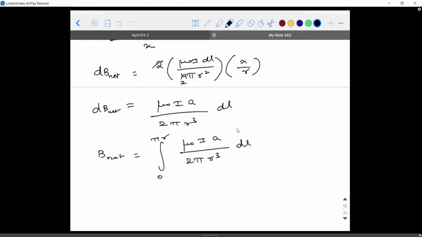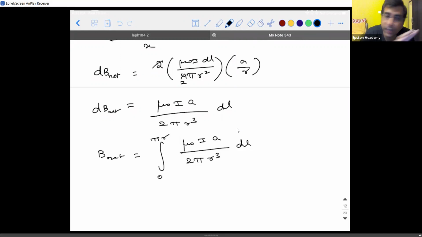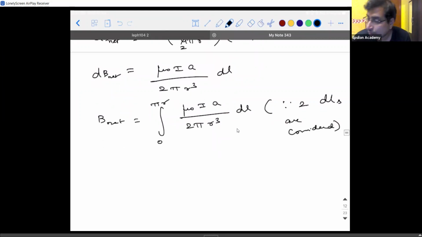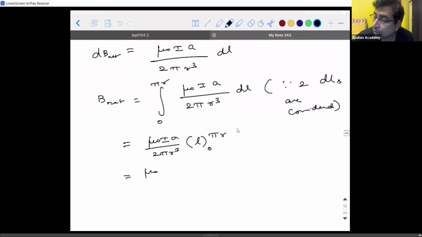Is traveling. So 0 to pi r, because this is again a common mistake. What people do is they put a 2 pi r. No, it is only pi r, since 2 dl's are considered. Okay. Now what will happen is mu naught IA divided by 2 pi r cube. The whole thing is a constant. Integral of dl is going to be l between 0 to pi r. Substitute the upper limit and the lower limit. You will get mu naught I divided by 2 pi r cube into pi r minus 0, which is nothing but pi r.